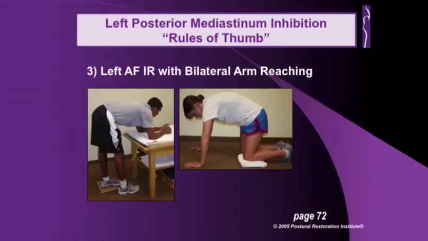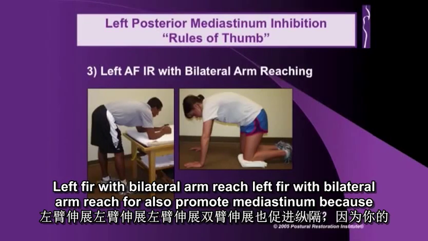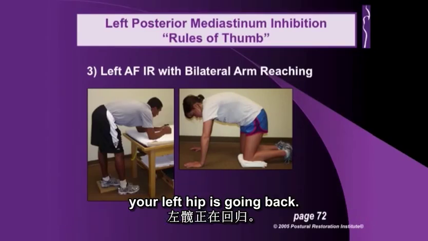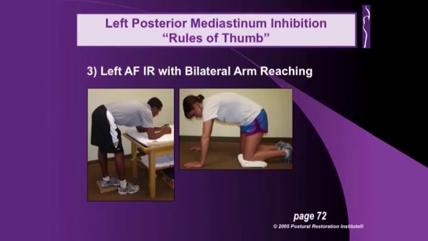Number 3. Left AFIR with bilateral arm reach. Left AFIR with bilateral arm reach will also promote posterior mediastinum because your left hip is going back.